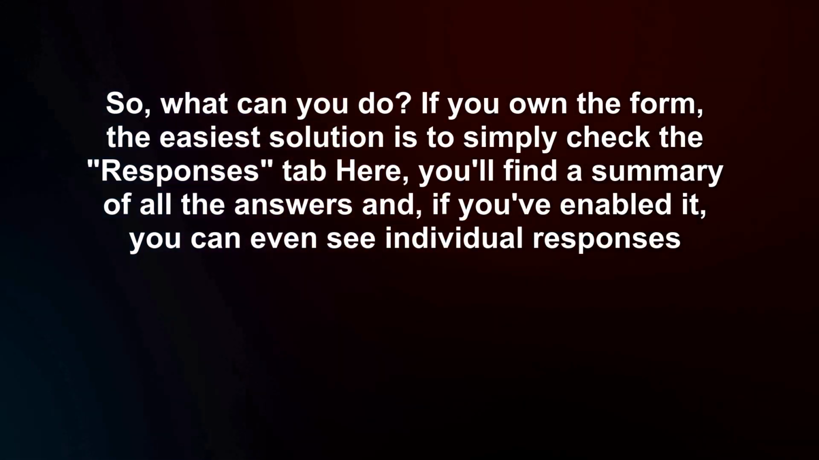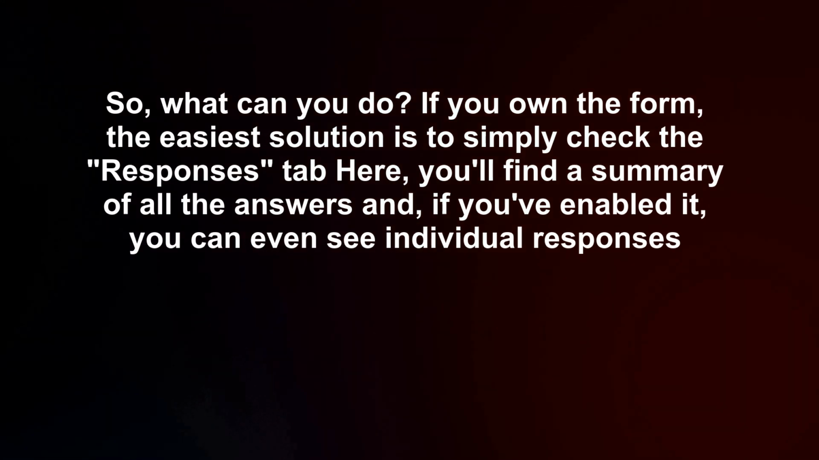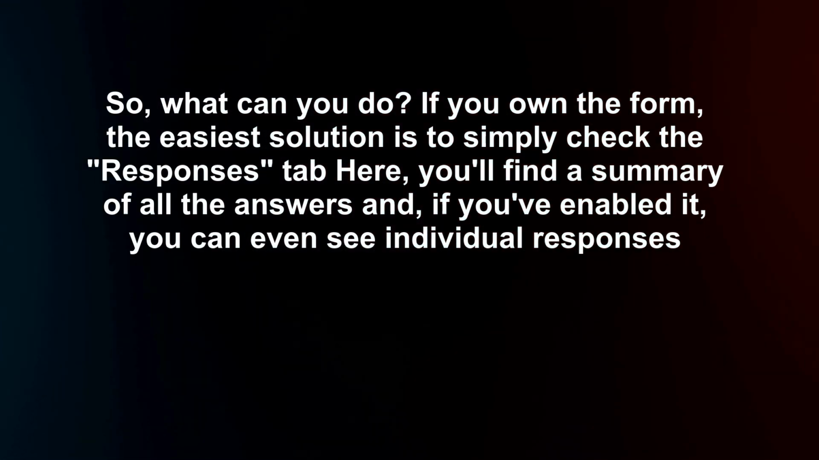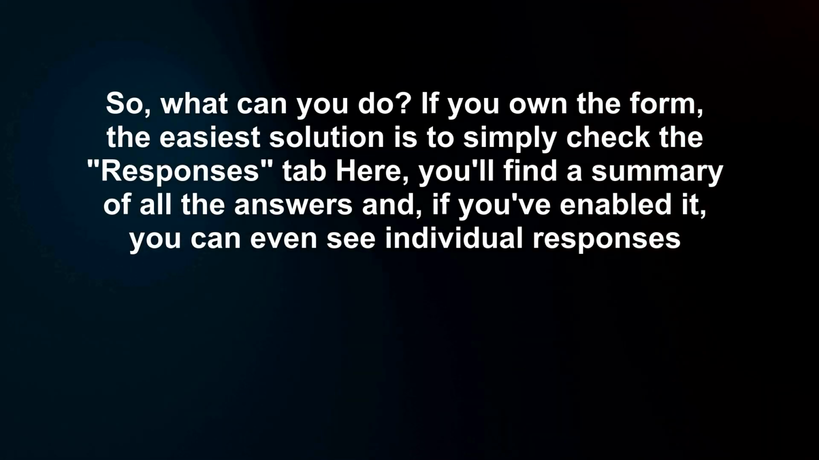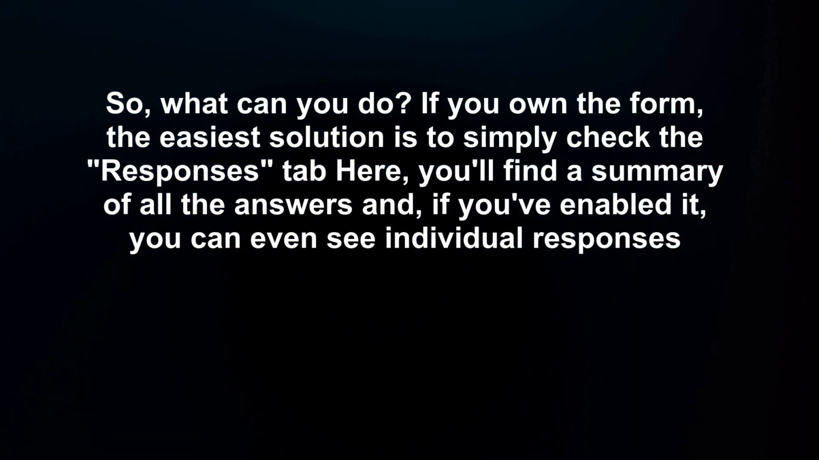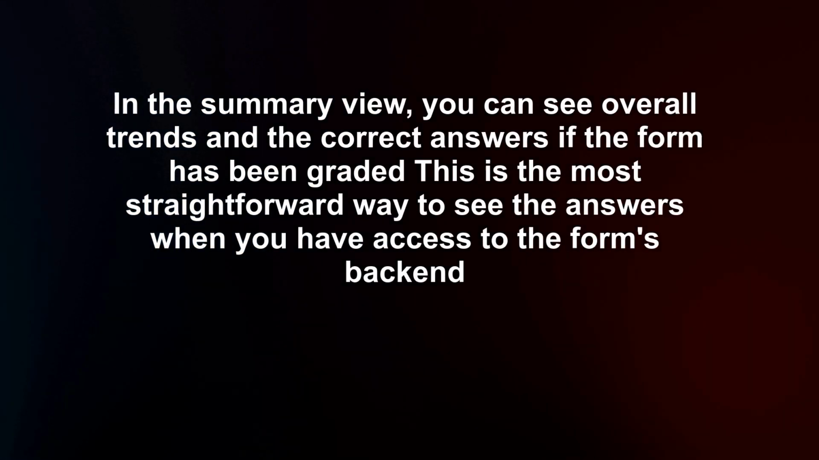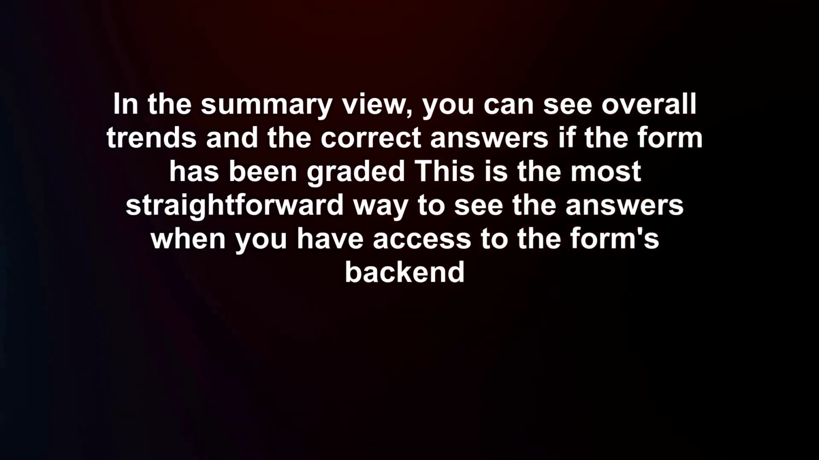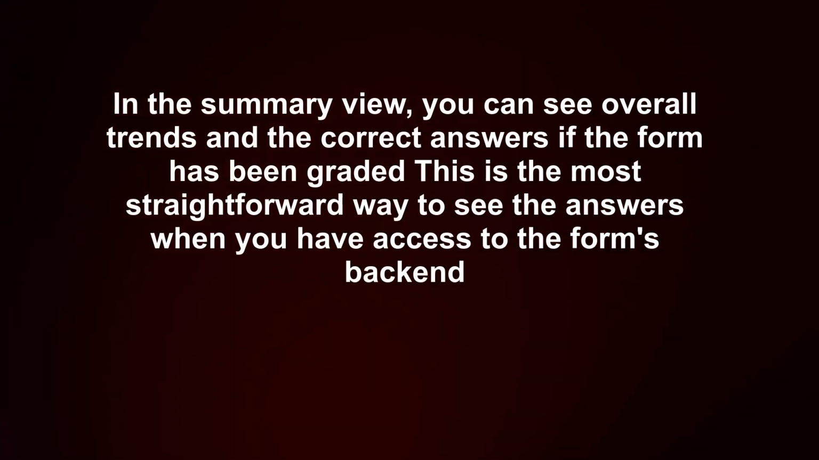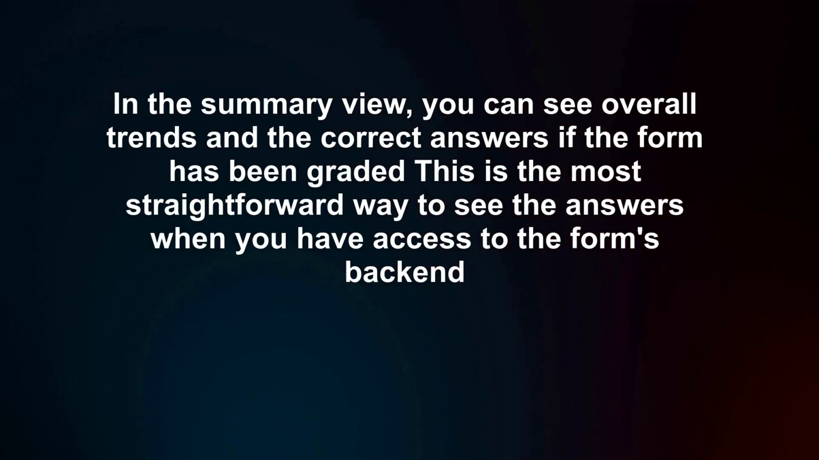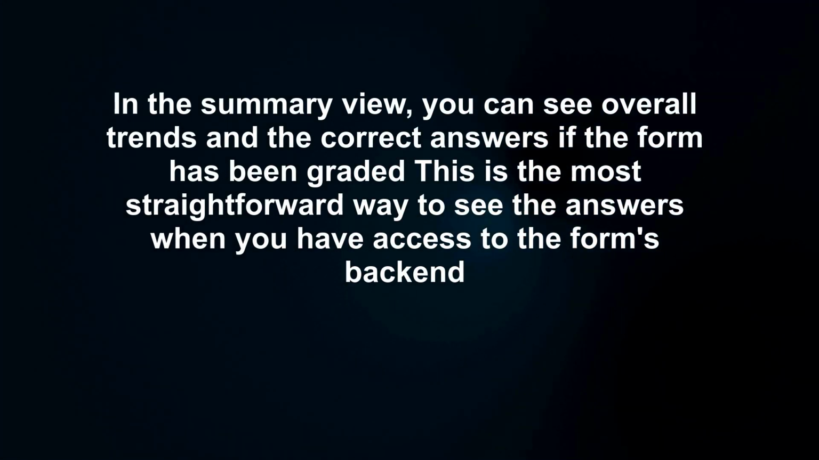If you own the form, the easiest solution is to simply check the Responses tab here. You'll find a summary of all the answers, and, if you've enabled it, you can even see individual responses. In the summary view, you can see overall trends and the correct answers if the form has been graded. This is the most straightforward way to see the answers when you have access to the form's backend.